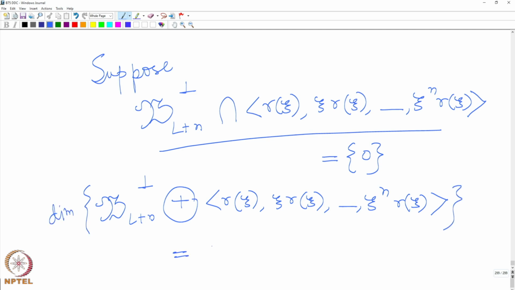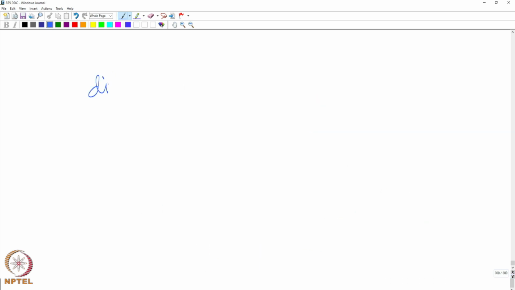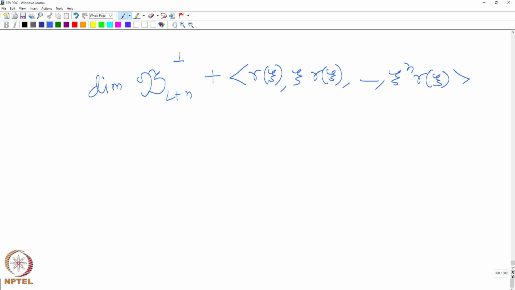What is this dimension? This is L plus N plus 1 times P minus N. And what is this dimension? This dimension is N plus 1. So this will cancel out, and the dimension of B L plus N perp plus the span of R xi, xi R xi, dot dot dot, xi to the n R xi is equal to L plus N plus 1 times P plus 1.